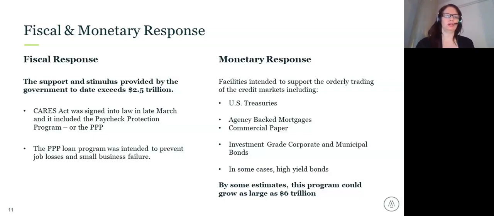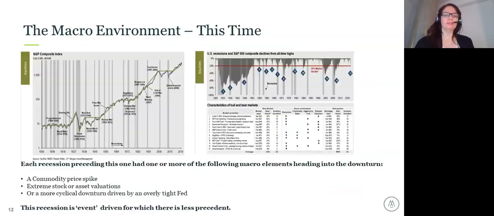So moving along, this next chart shows all of the recessions and the S&P composite drawdown since 1928. Of note is the macro environment that was present during each recession. In each recession preceding this one, there was one or more of the following macro elements heading into the downturn: a spike in a commodity price like oil or copper, extreme valuations like the tech bubble in 2000 or the housing bubble in 2008, or a more cyclical downturn caused by the Fed being overly tight with monetary policy.